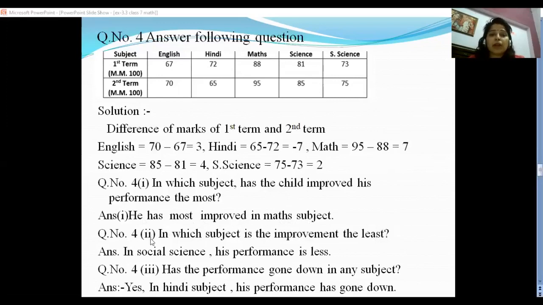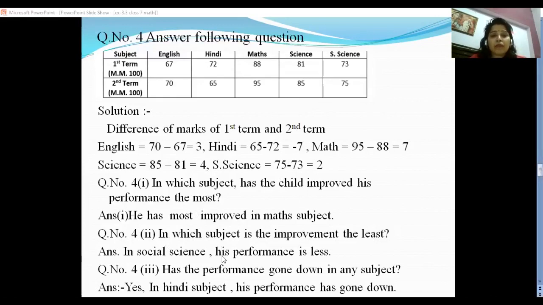Now question number 4, part B. In which subject is the improvement the least? So you can understand, where the number is less. So 3, 7, 4, minus 7, this 2. So there is an improvement. Improvement is there in social studies, but less improvement is there. 73 marks in the first term, but in the second term he has got 75 marks. So only 2 marks improvement is there, but still it's an improvement. So less improvement in which subject? Social studies. We have to write here in the answer. In social studies, his improvement is less.